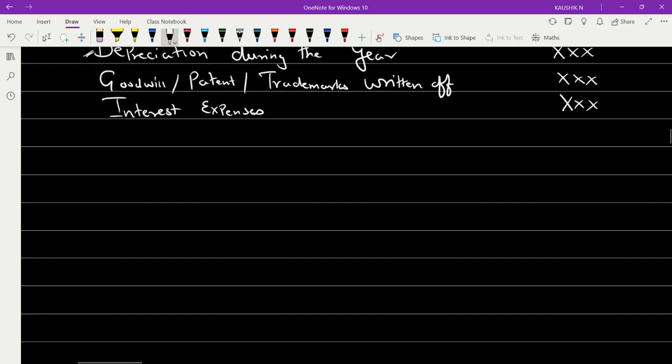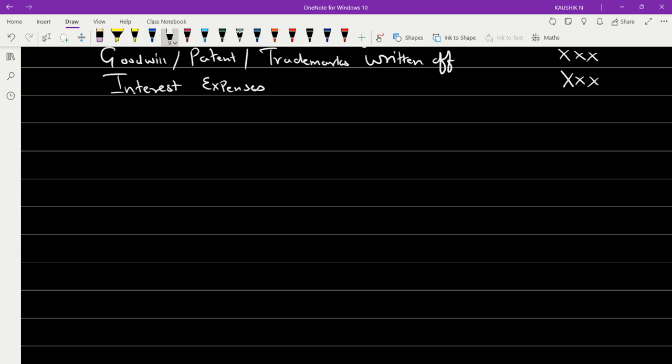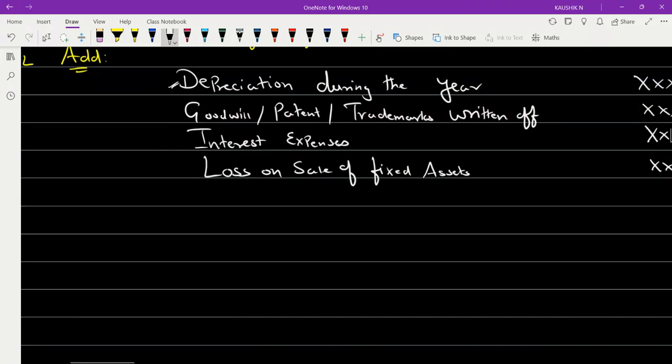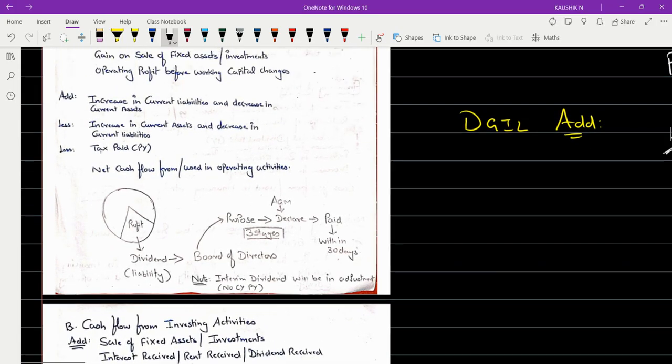Right. The next one, if you see L, L stands for loss on sale of fixed assets. Okay. அப்போ இதெல்லாம் தான் என்ன பண்ணும்? ஒரு set of items you have to add.